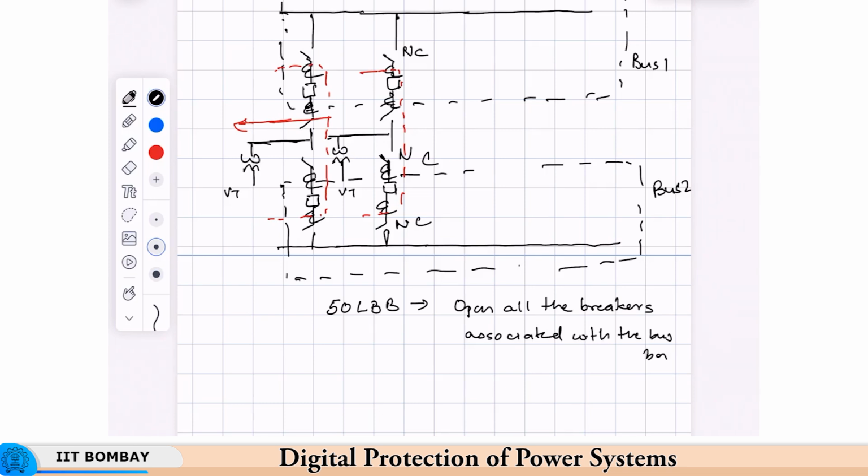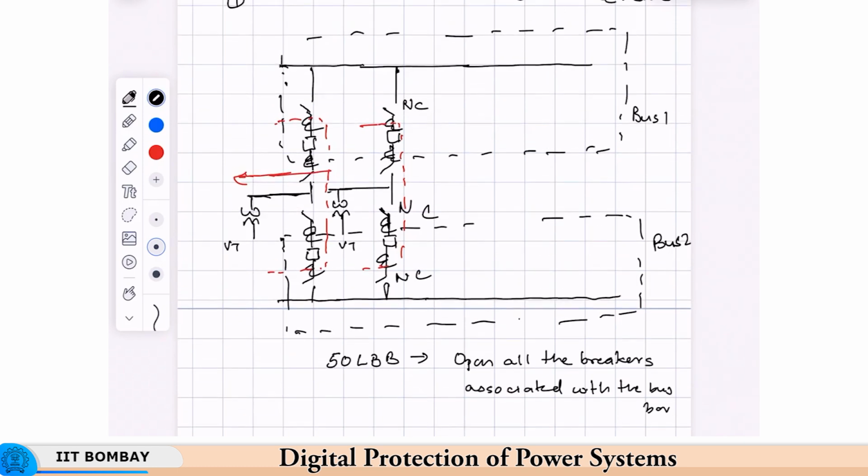So, if there are, for example, in this section say 8 feeders like this, 1, 2, up to 8, then all the 8 circuit breakers will be opened. Of course, this other section, if it is still healthy, can continue to feed the fault.